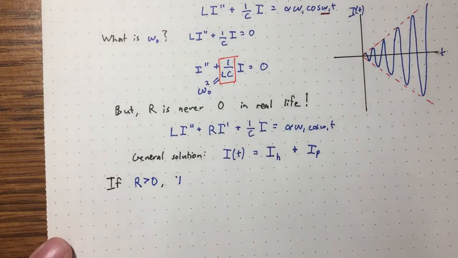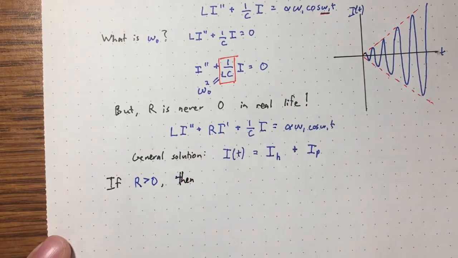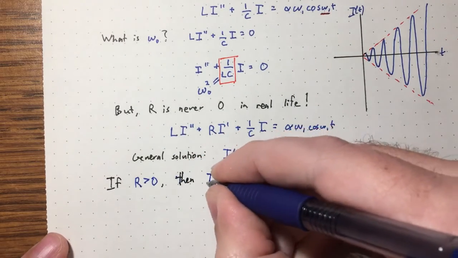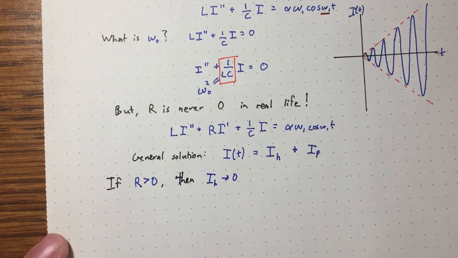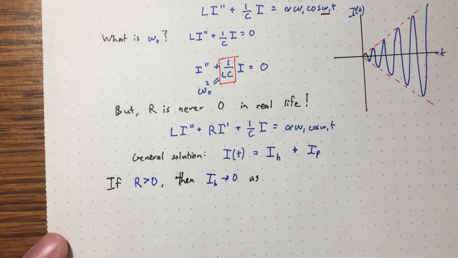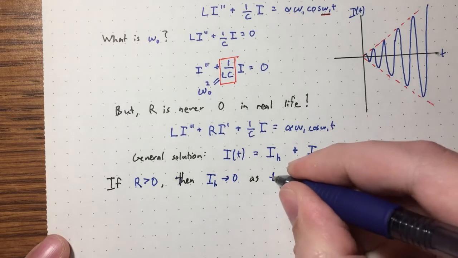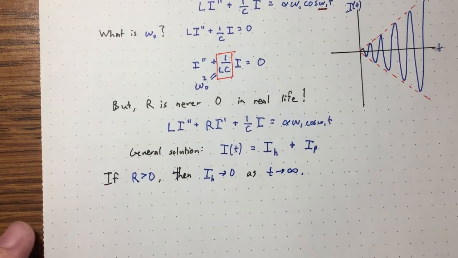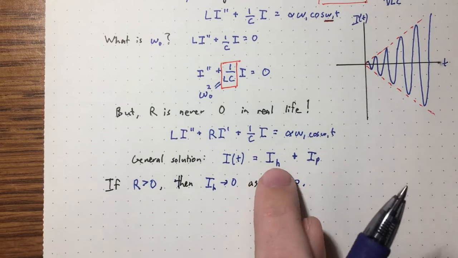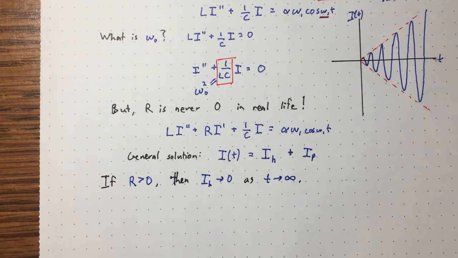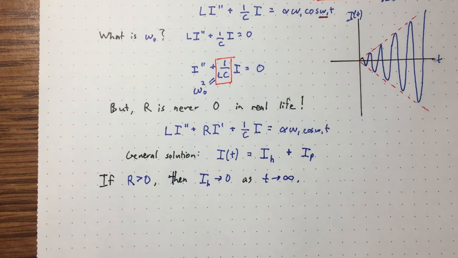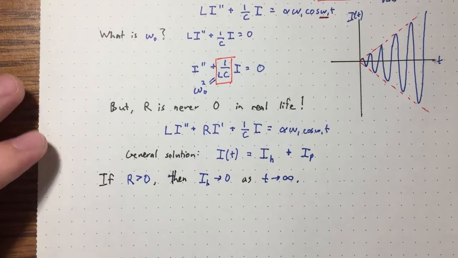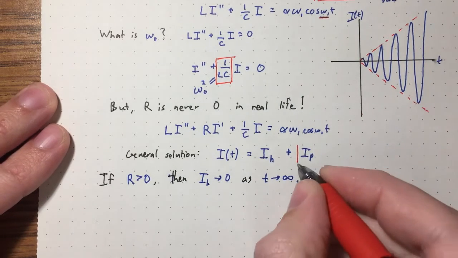If R is positive, then I_H is going to go to 0 as t goes to infinity. No matter whether we're critically damped or underdamped or overdamped, this is always going to 0. And so the long-term behavior is going to look like I_P alone.